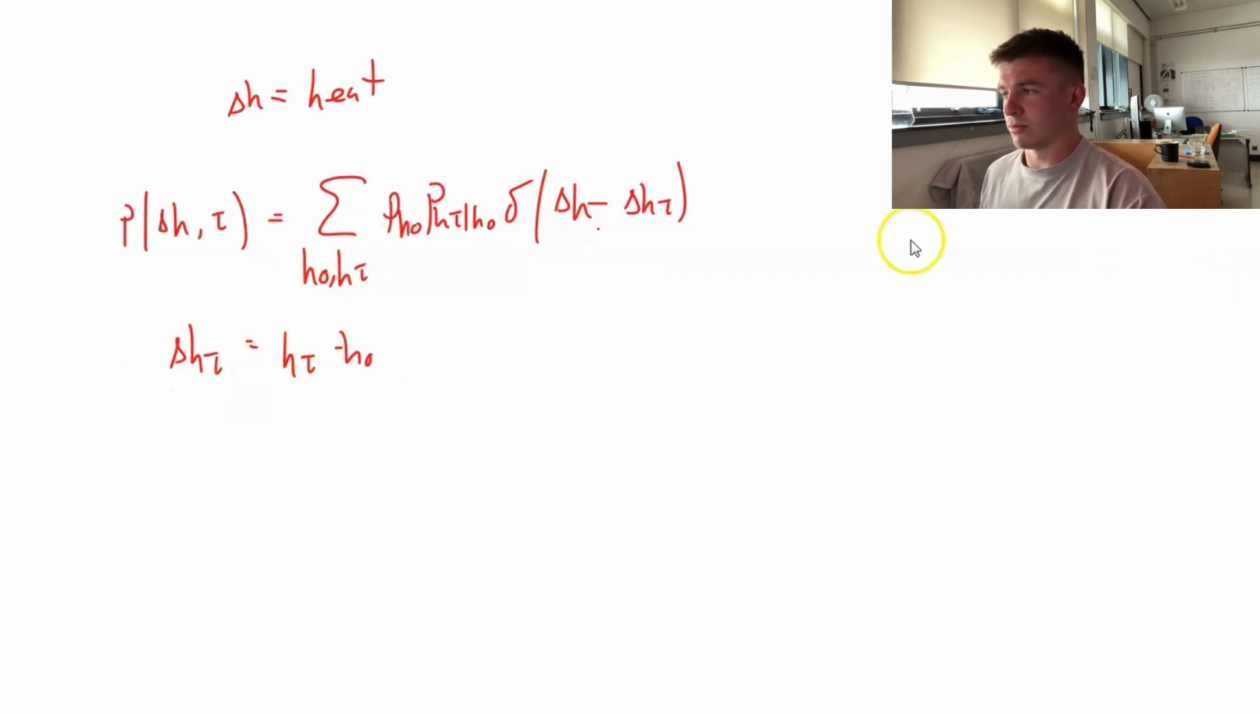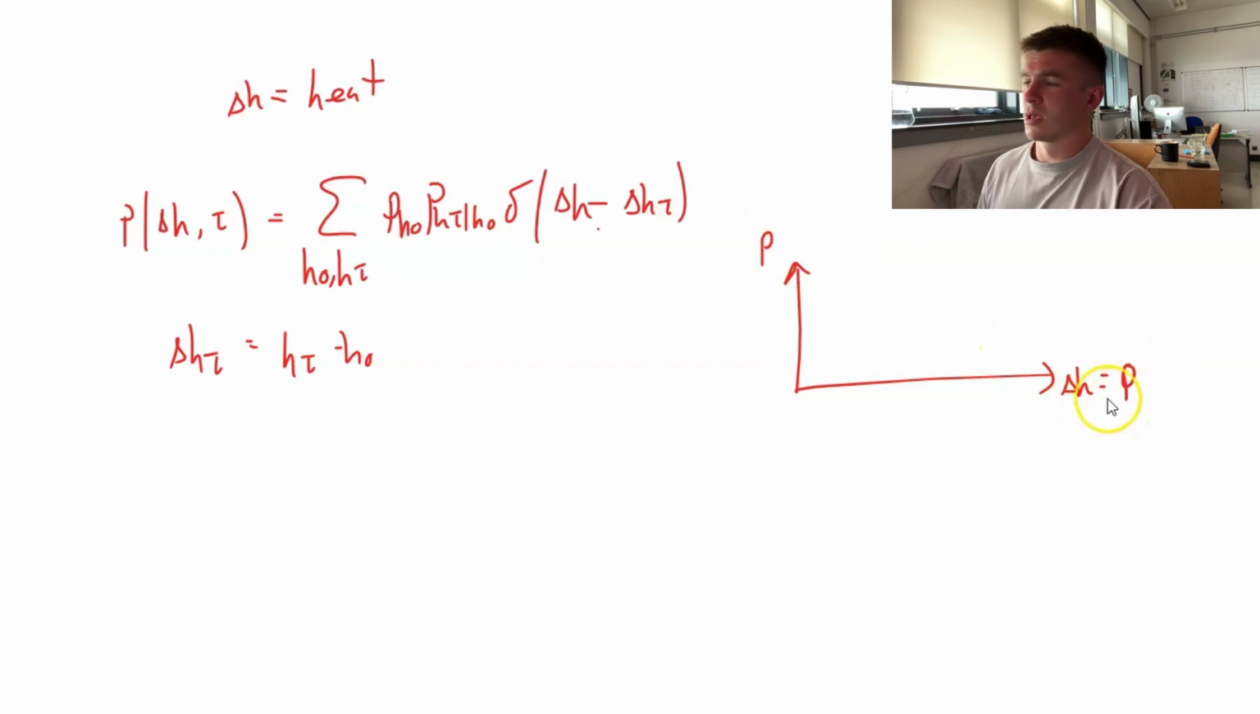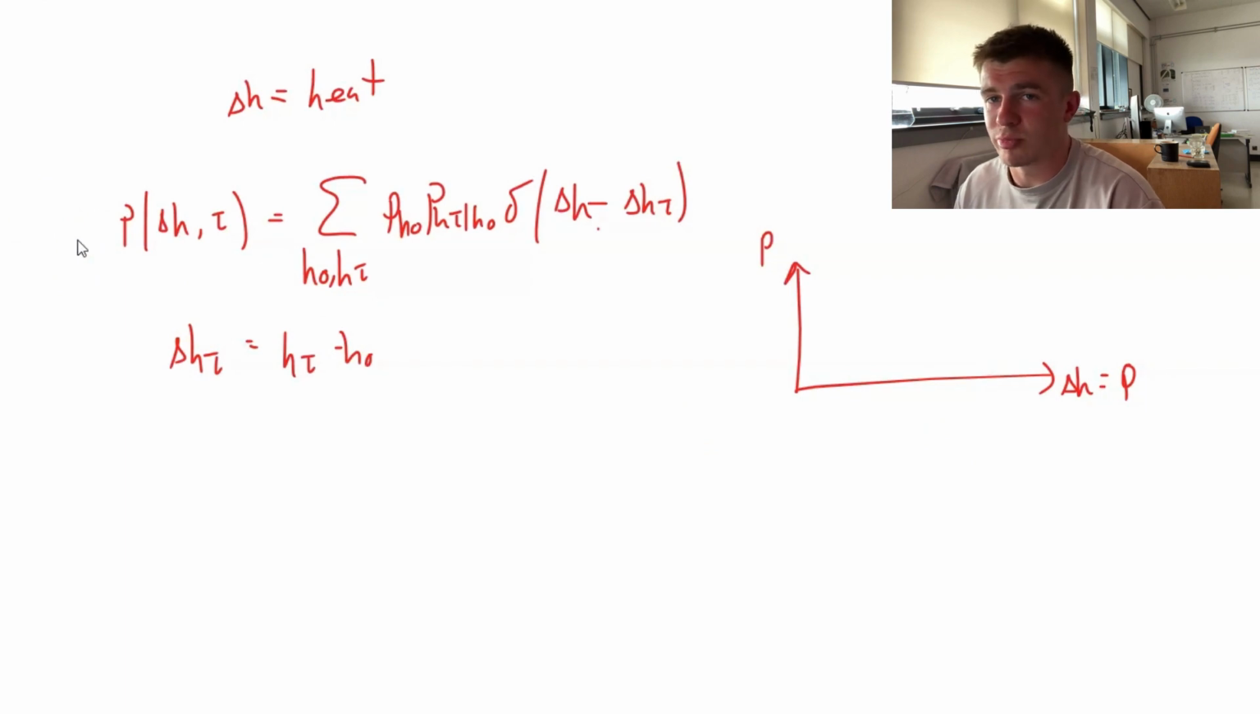So this is what we want. We want this probability distribution. But we can't get it. So instead what we need to do is redefine this probability distribution in terms of something that we can get, that we can then transform in a nice way to get the probability distribution that we do want.